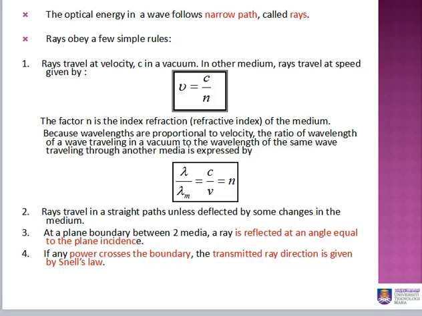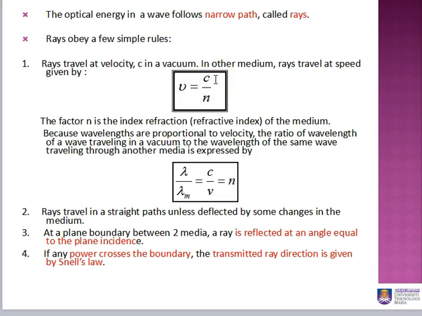So, the optical energies in a wave follows narrow path and called rays. Rays obey a few simple rules. The first rule is that rays travel at velocity in a medium. If it's in a vacuum, we call it rays travel at the speed of light and is denoted by symbol C. And in other mediums, rays travel at a speed given by this equation: V is equal to C divided by N.